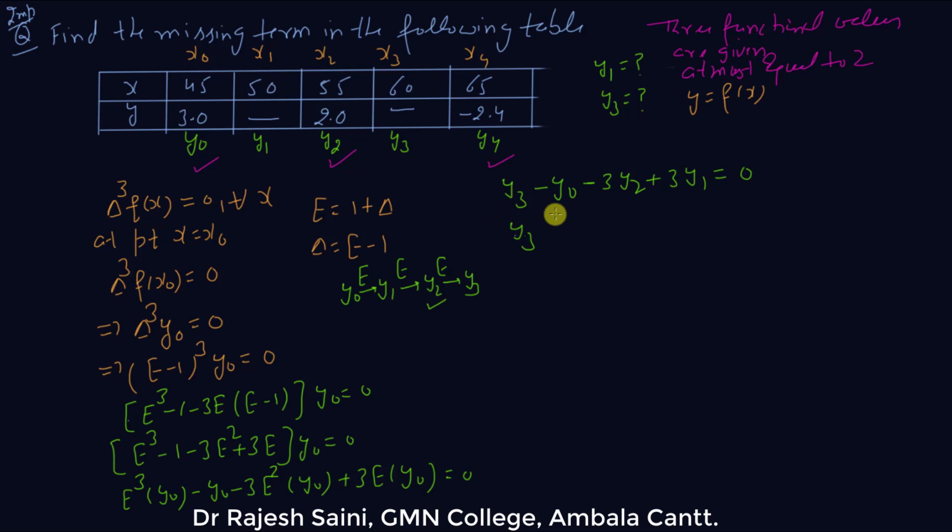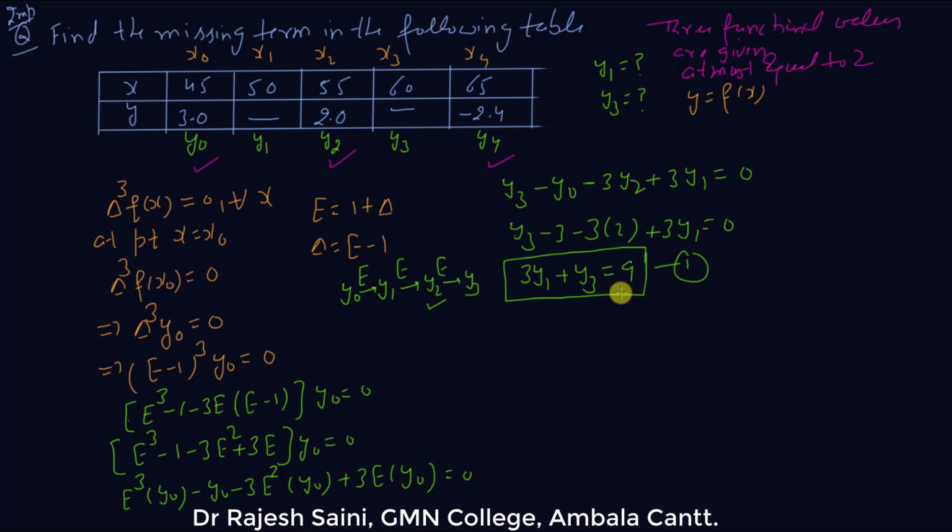y3 is to be determined, y0 is 3, minus 3 y2, y2 is 2, plus 3 y1 equal to 0. So 3 y1 plus y3 is equal to 9. Name it as equation number 1.